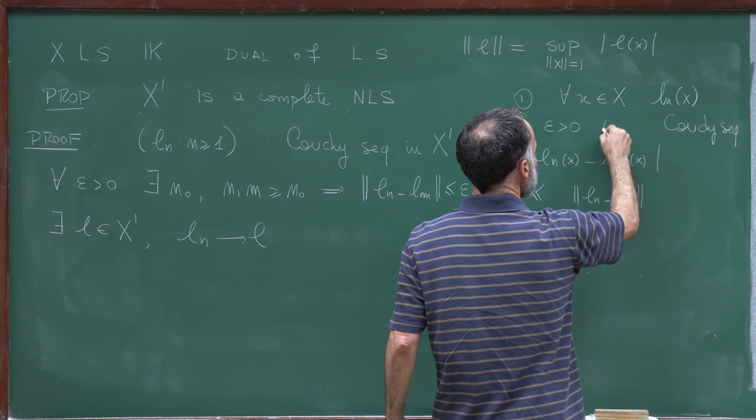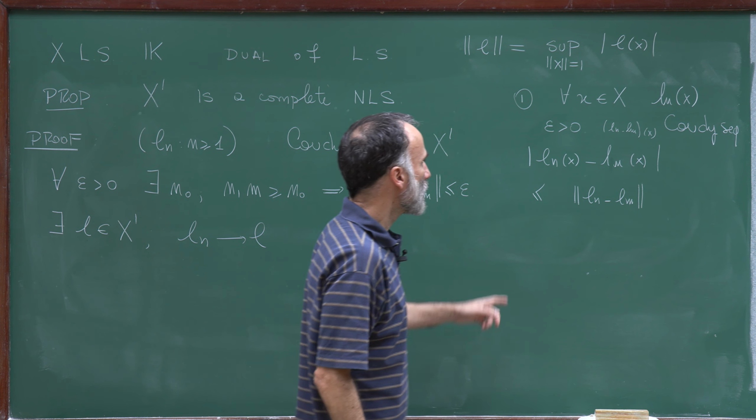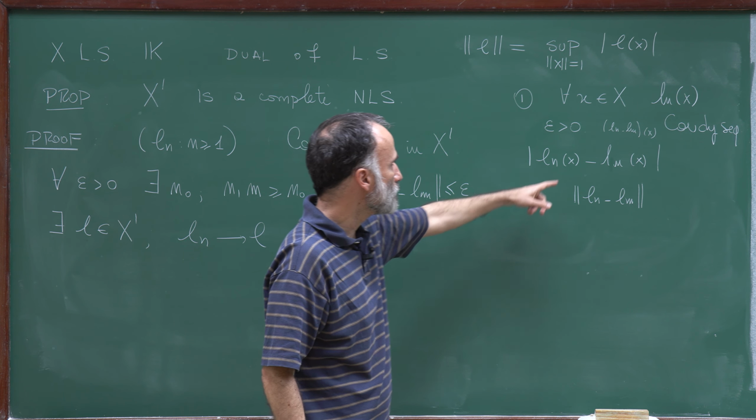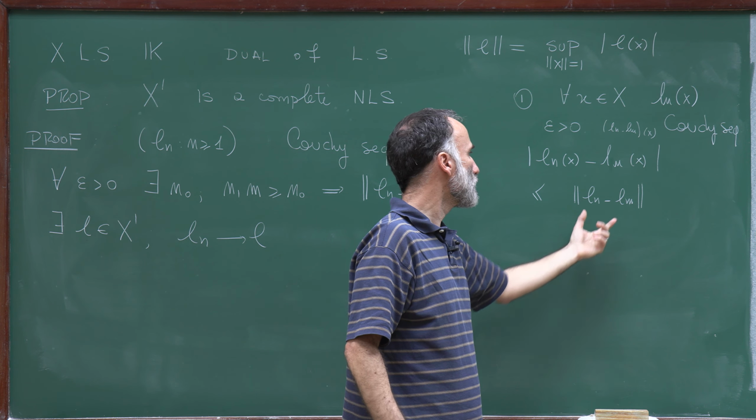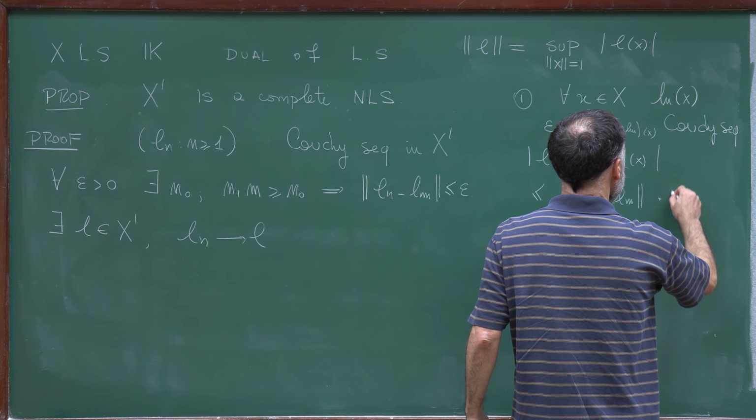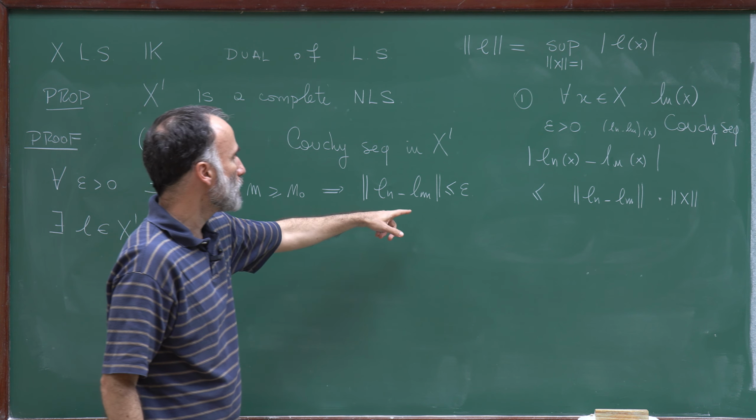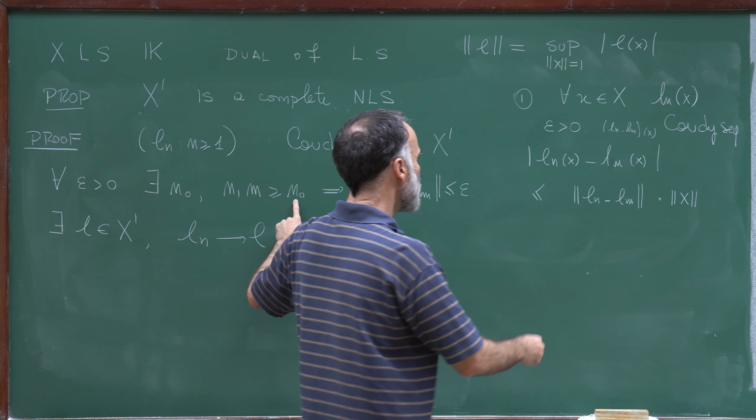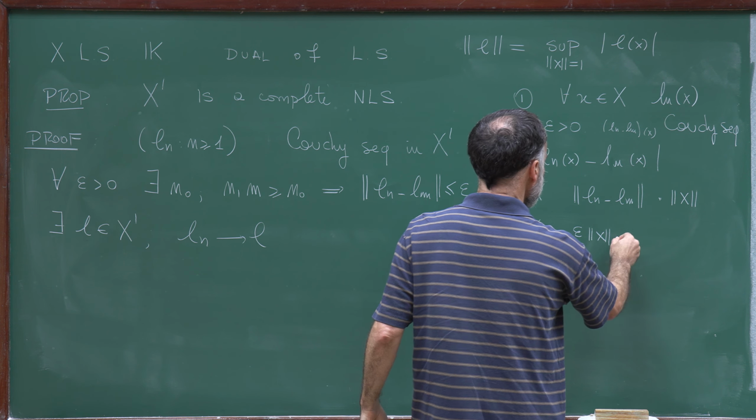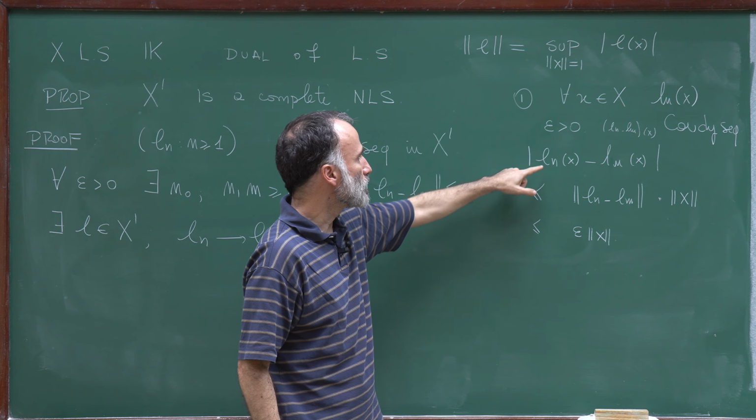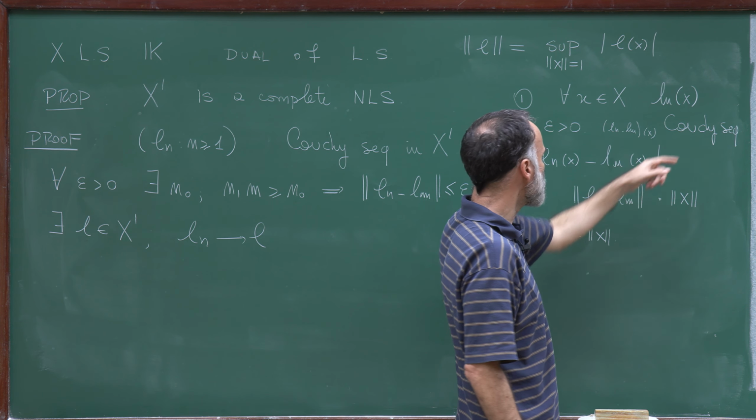So this is actually Ln minus Lm at x. And by the bound I proved at the beginning of this lecture, the absolute value of this quantity is bounded by the norm of Ln minus Lm times the norm of x. But the norm of Ln minus Lm, by our choice of n0, is bounded by epsilon times the norm of x. And this proves that indeed this sequence Ln x is Cauchy. So this is a Cauchy sequence.